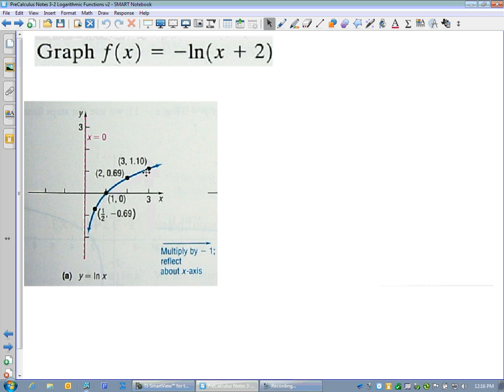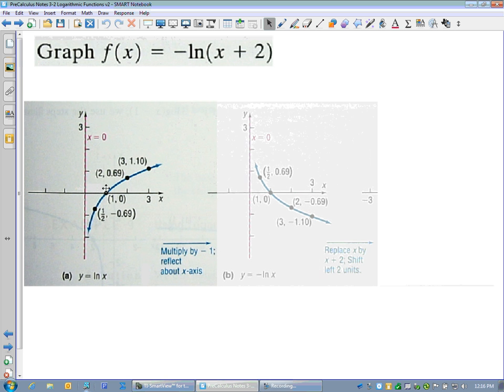So this point here will become a point down here. This point here will become a point down here. This point actually stays where it is. And then this point down here will reflect to become a point up there. So we're going to spin it around, and it will look like this when you reflect those points. So this is now the equation y equals negative natural log of x, a reflection about the x-axis.